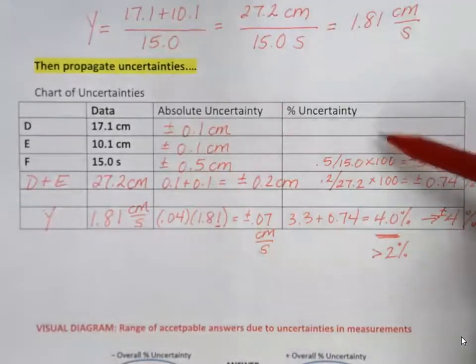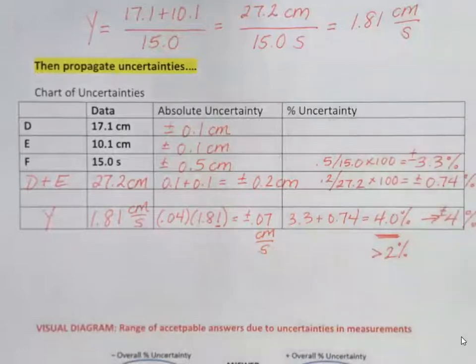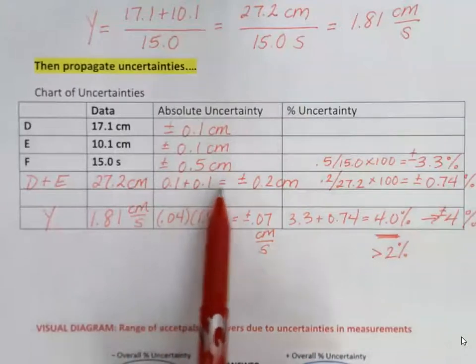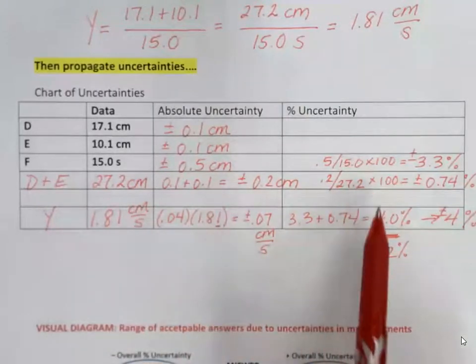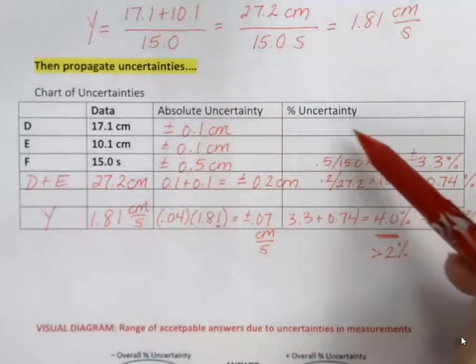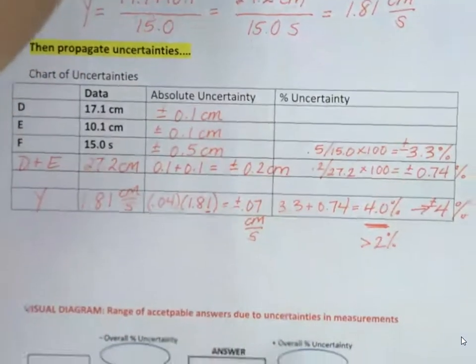You'll see at no time did I ever calculate percent uncertainties for d and e because I never needed them, right? d and e were first added together, and then that value was used in a division problem. So you only calculate absolute uncertainty and percent uncertainty when you need them for carrying them forward in the calculation.